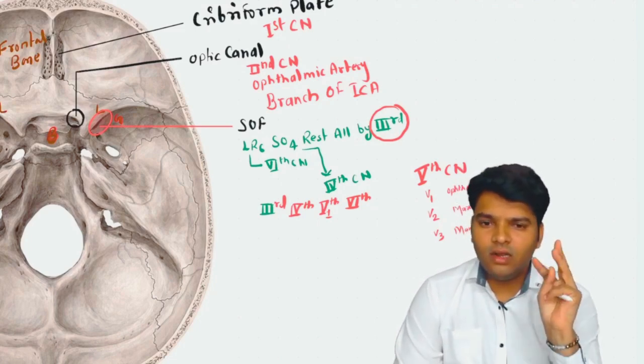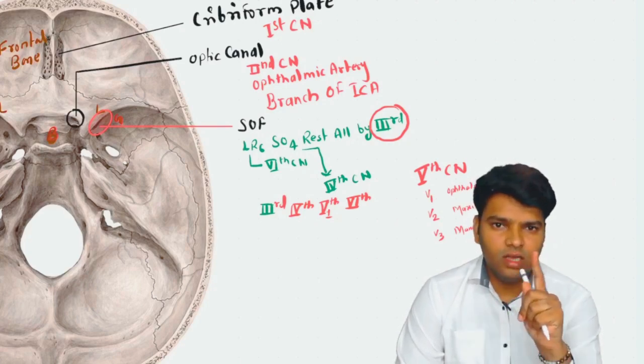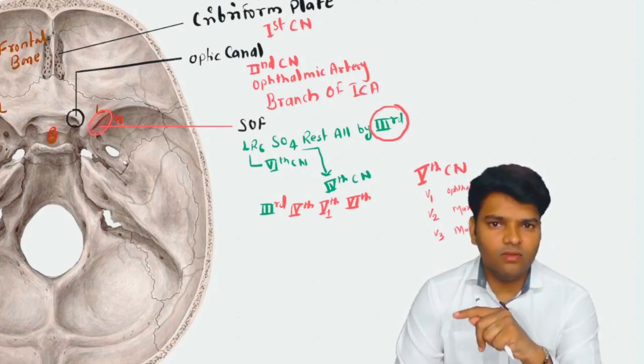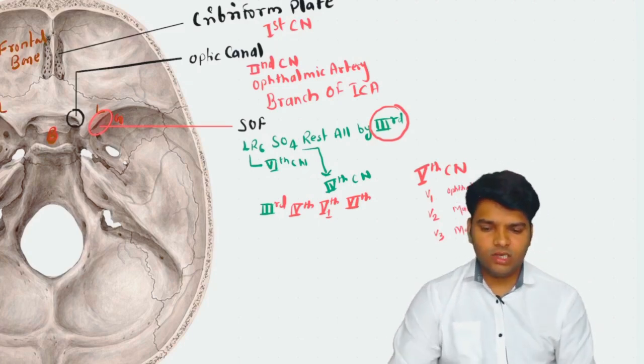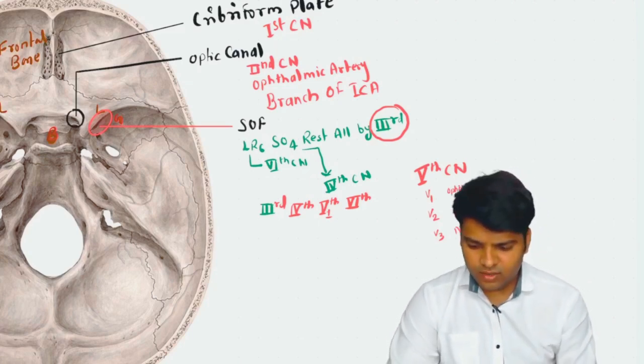But just now you should know which structures pass through the superior orbital fissure: the third cranial nerve, the fourth cranial nerve, the fifth cranial nerve, only V1, the first branch, the ophthalmic branch of the fifth cranial nerve, and the sixth cranial nerve. These structures pass through the superior orbital fissure.